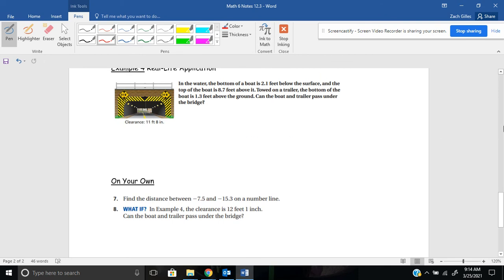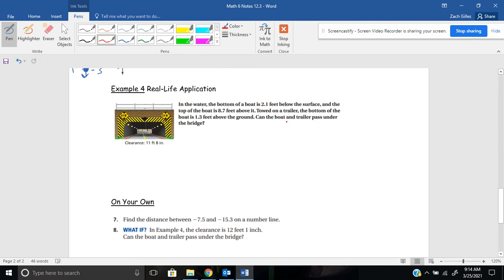Let's go on to the next example where it says, in the water, the bottom half of a boat is 2.1 feet below the surface, and the top of the boat is 8.7 feet above it. Towed on a trailer, the bottom of the boat is 1.3 feet above the ground. Can the boat and trailer pass under this bridge? All right. Kind of wordy, if you ask me.